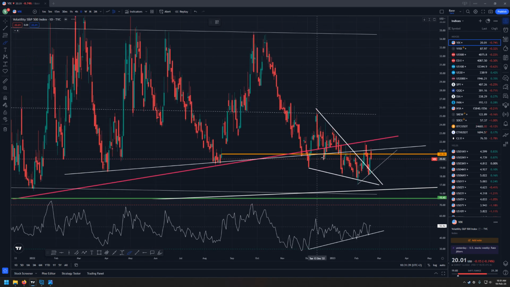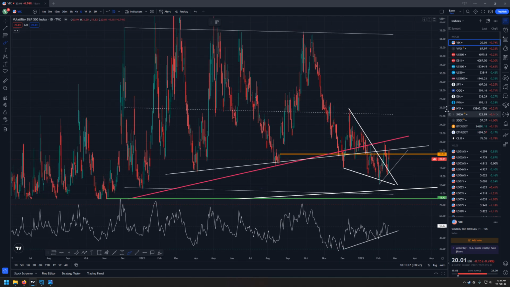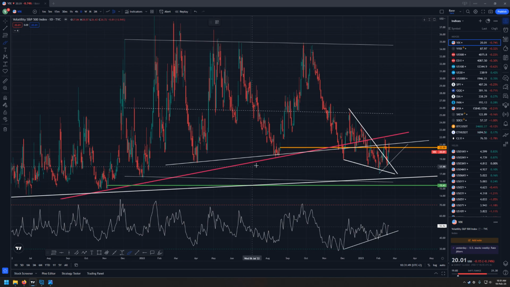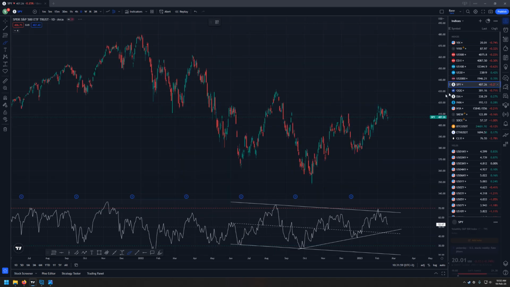VIX is getting rejected by the previous trend lines. This was an old trend line that held for two lows. This was another trend line that held, and now it's looking like it's backtesting it and getting rejected. So it doesn't seem like we're ready yet to get the full breakdown because VIX is not holding gains.